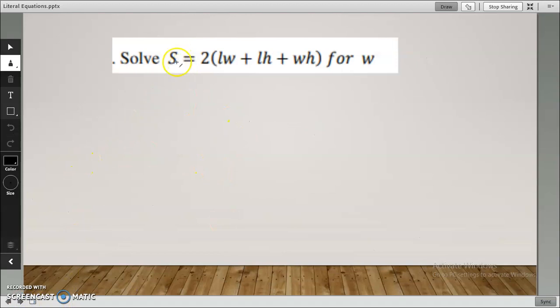All right, the next one, it says solve for w. I have S equals 2lh plus 2 times lw plus lh plus wh. So I'm going to write it down first.